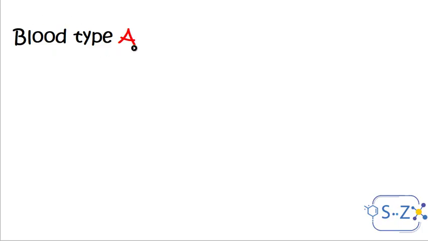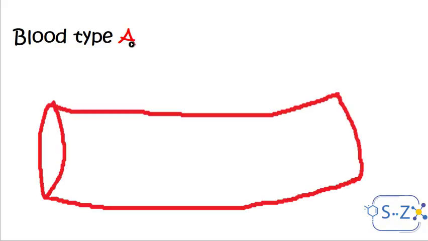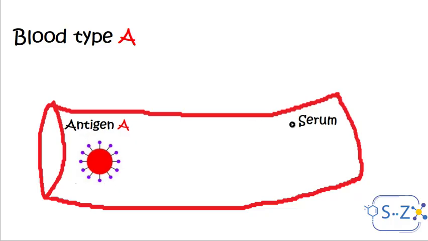If a person has blood type A, let's say this is the blood capillary or the bloodstream of this person. This person will have red blood cells holding antigen A on their surface. Now, in the serum of this person, the serum means the plasma.